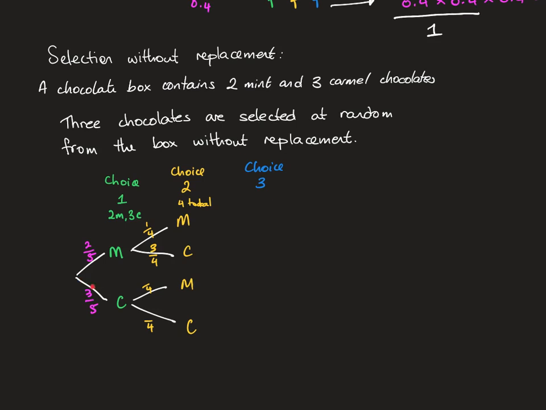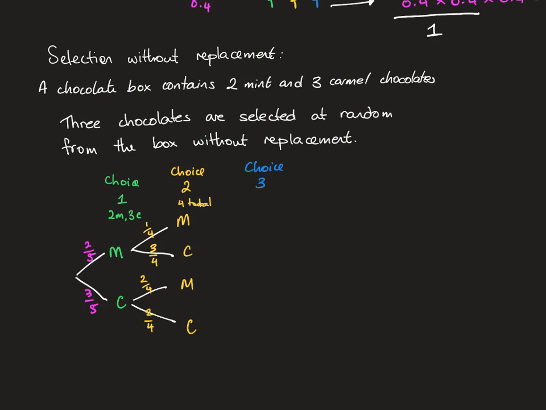If, however, on our first choice, we choose a caramel, that means that we still have 2 mints and 2 caramels left. So the chance of choosing a mint is 2 out of 4, and the chance of choosing a caramel is also 2 out of 4.